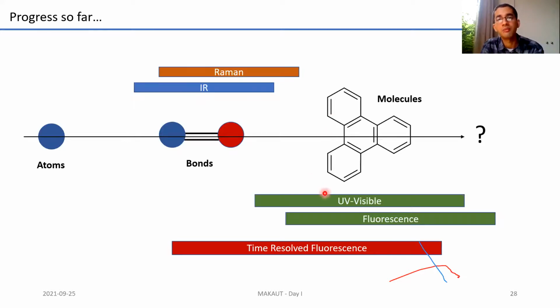And then there are methods which can be used to study molecules, for example, UV visible and fluorescence. And time resolved fluorescence is kind of an overlapping regime between these two. You can actually see intermediate bonds forming, which results in a change in these molecules, which results in a change in fluorescence. If you do a time resolved study, you can probe the processes overlapping these three.